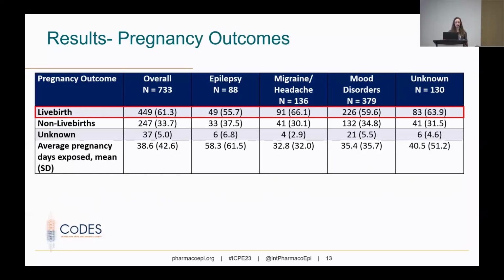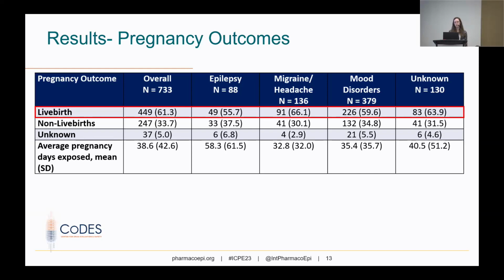In terms of pregnancy outcomes, we had 61% were live birth, which is actually lower than we were expecting. And if you look at it, the epilepsy patients are even lower at 55%. So this is something that our team pointed out of it's less than we would expect. So it's something we want to look into of why this is happening.